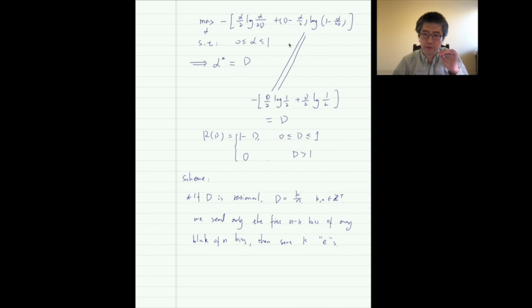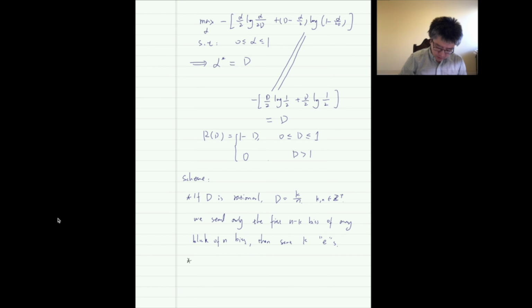You can see that for the first n minus k bits, there's no error, there's no distortion, and for the k bits we have a distortion, right? Therefore, the total distortion is k over n. In other words, we only need to send the first n minus k bits, right? Because the rest are all e's, we don't need to explicitly send those. So basically, the rate is n minus k over n, which is 1 minus d. Okay, so that's basically the scheme.